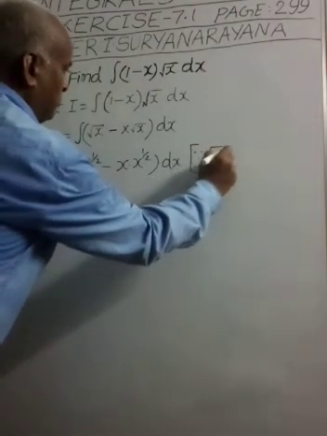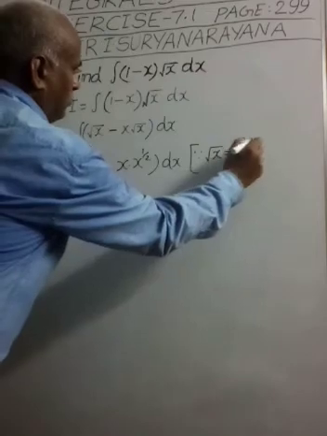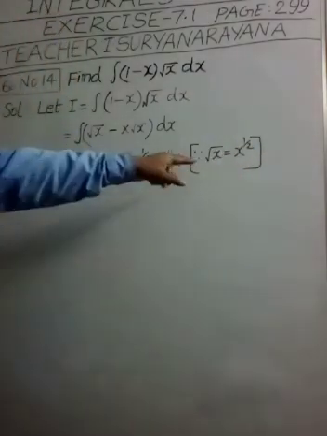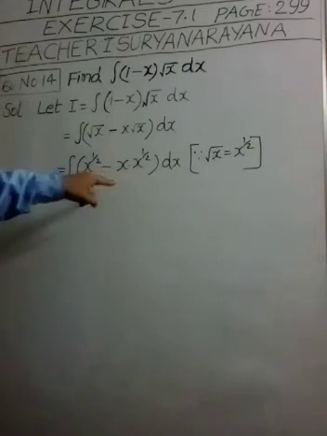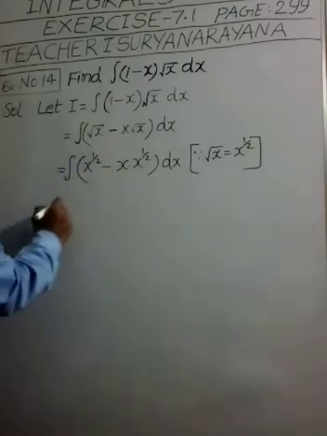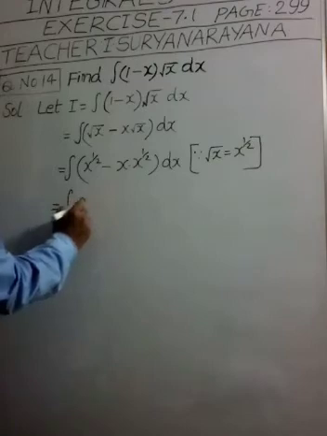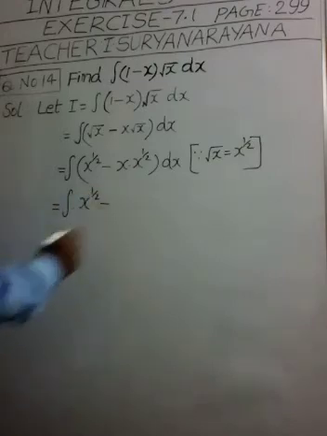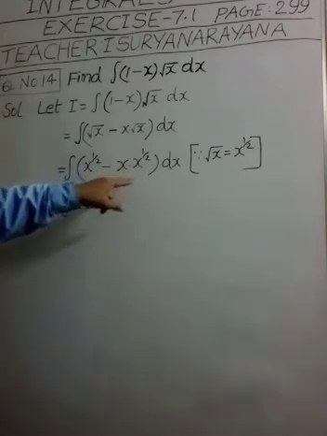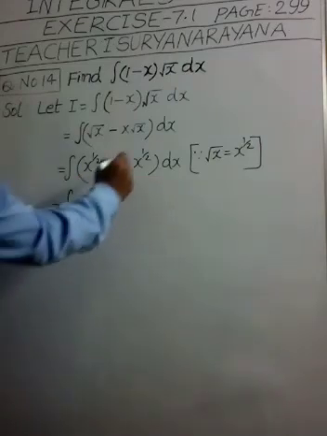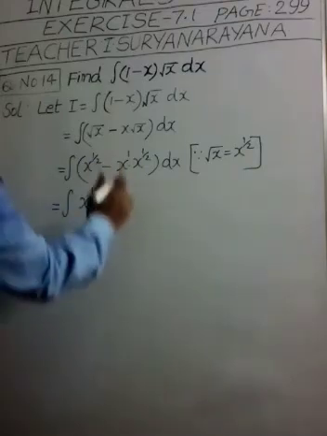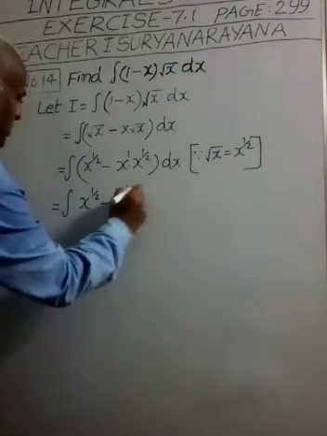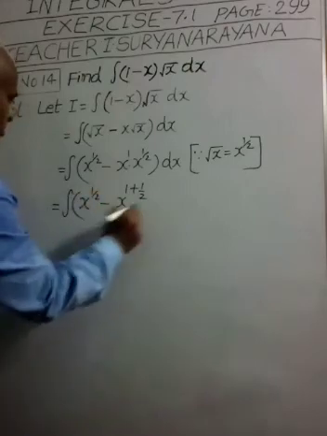By using this property, we wrote this step. Understood this step, my children? Right. This is equal to integral x to the power of 1 by 2 minus, here if you observe the second term, it is in the form of a power m into a power n. So we use the laws of exponents. x power 1 plus 1 by 2 dx.